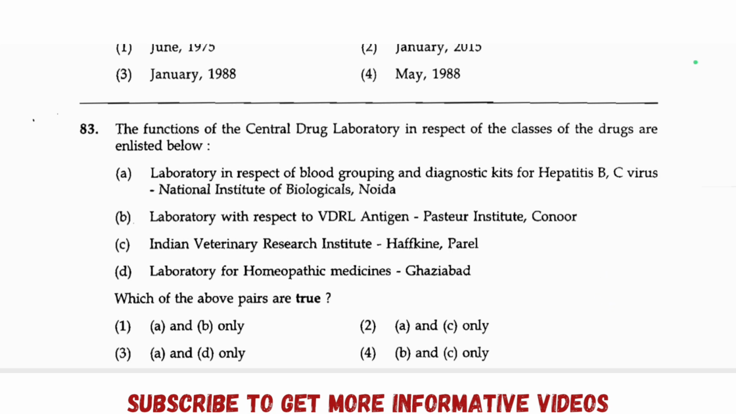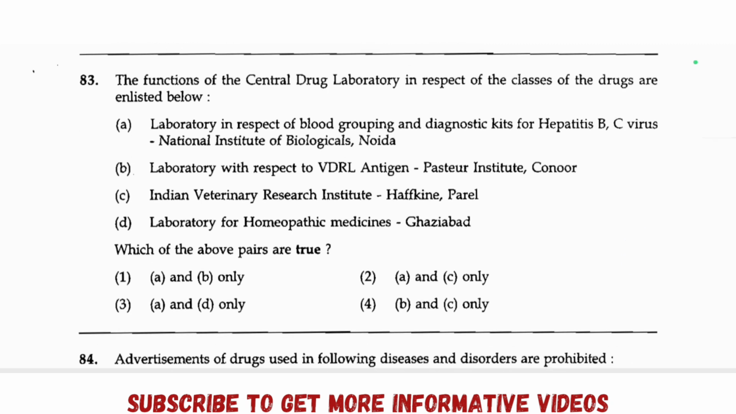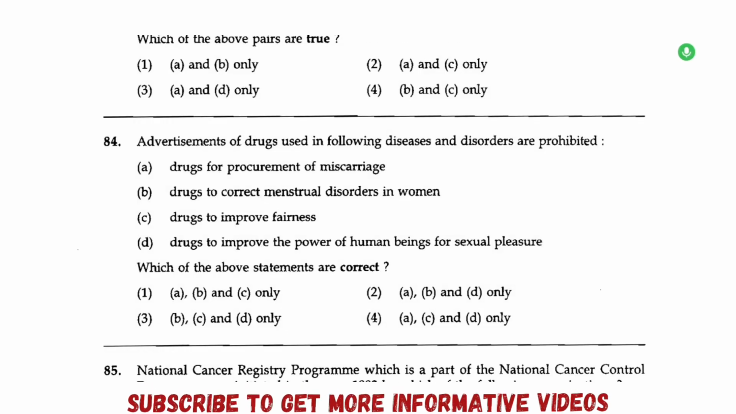Next, the functions of Central Drug Laboratory in respect of the classes of the drugs are enlisted below. Options are: laboratory in respect of blood grouping and diagnostic kits for hepatitis B, C virus, National Institute of Biologicals, Noida. Option B, laboratory with respect to VDRL antigen, Pasteur Institute, Coonoor. Option C, Indian Veterinary Research Institute, Haffkine, Parel. Option D, Laboratory for Homeopathic Medicine, Ghaziabad. So the correct answer is option 3.